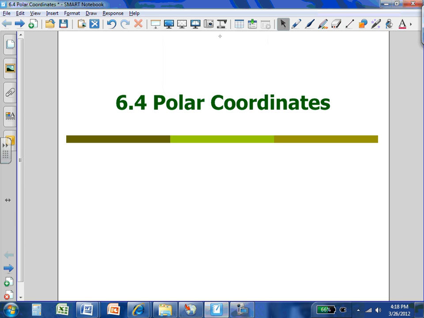Okay, this is our third and final section in Chapter 6. We'll be covering polar coordinates, but please note that we are not doing polar equations. We're not graphing the equations, we're simply plotting points. What does the polar system look like? Well, here we go.